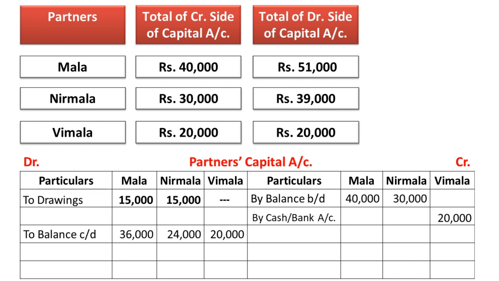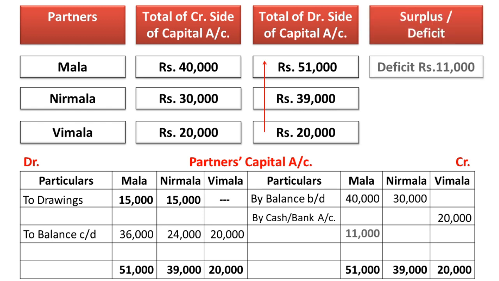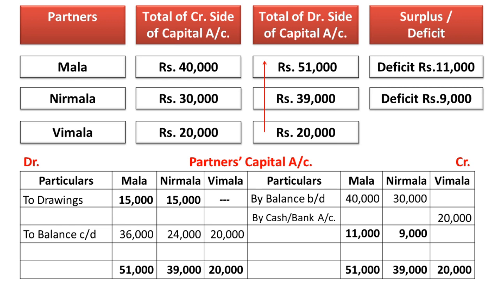Now since here the debit side is more, we'll take the total of debit side first and we'll write it on the credit side, and we will try to find out the amount of deficit. In the column of Mala it is 11,000, in the column of Nirmala rupees 9,000, in the column of Vimala there is no deficit and no surplus.